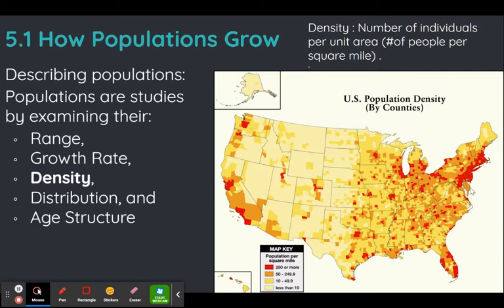And you know enough geography to know that these are cities, and a lot of them are near the coast because that's where a lot of cities were established. Places that are very pale yellow have less than 10 people per square mile. So that is the population density of the United States.